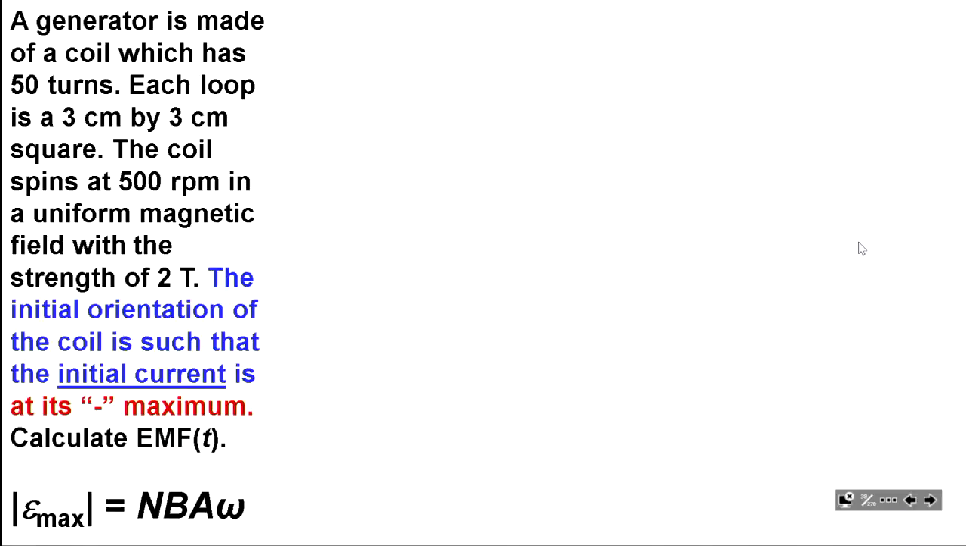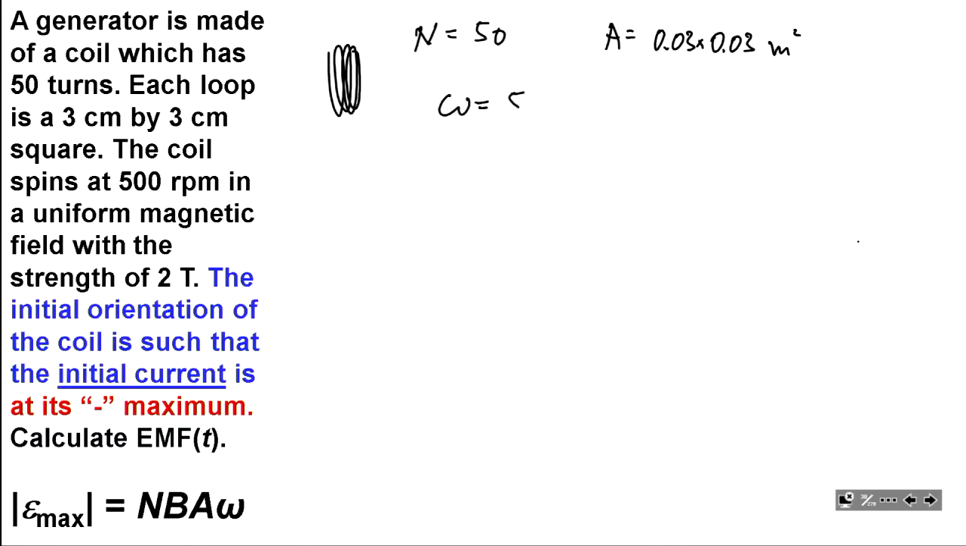Specific problem, generator. A generator has a core made of a coil which has 50 turns. And each loop, it's actually a square loop, not circular. So the area of each loop will be equal to 0.03 times 0.03 meters squared. And the coil spins at angular velocity 500 rotations per minute.